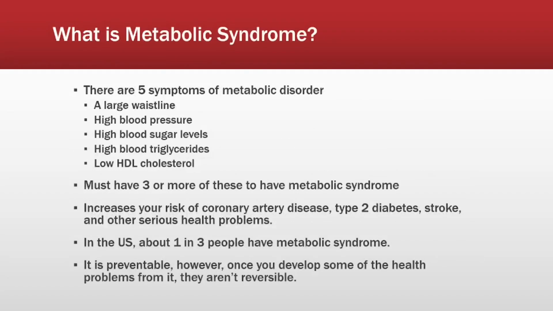So getting started, what is metabolic syndrome? It's actually 5 different symptoms of metabolic disorder. The first one, and obviously these are not in any particular order, is a large waistline, high blood pressure, high blood sugar, high blood triglycerides, and a low HDL cholesterol. So in order to have metabolic syndrome, you have to have 3 or more of these.